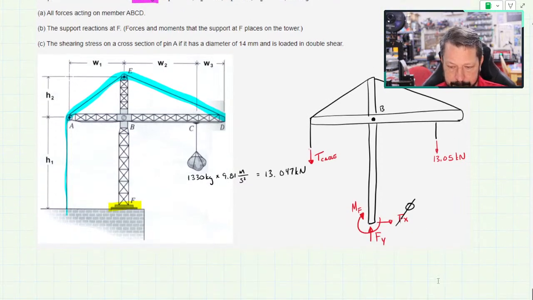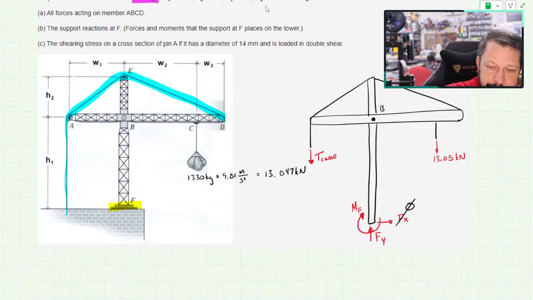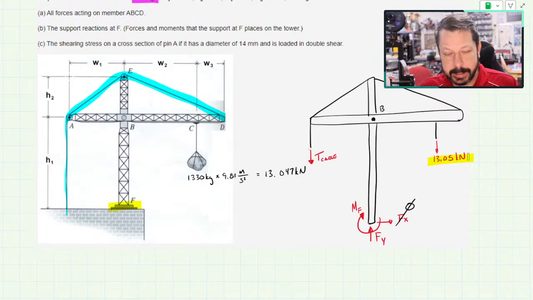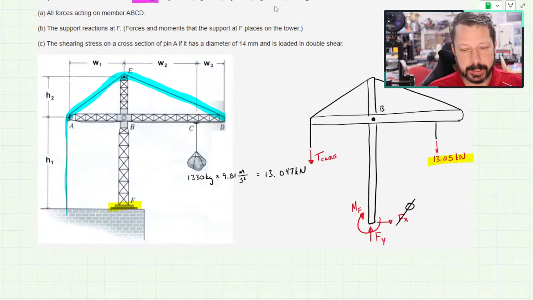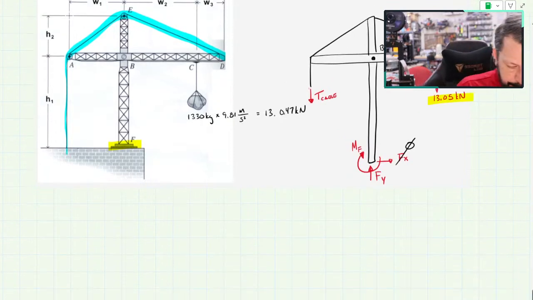And it is usually going to be best to take it apart in a way that the piece you're drawing has at least one known value on it. The only value I know is, oh wow, that's hard to see. Let's change that back to yellow. 13 kilonewtons. So that is applied to member ABCD. So I'm going to draw member ABCD, just it, and see if we can get anywhere with that.